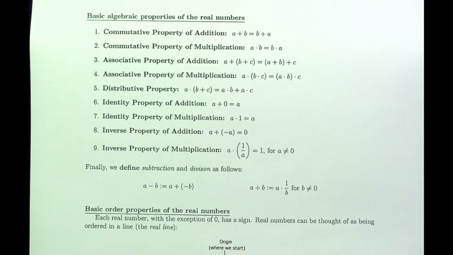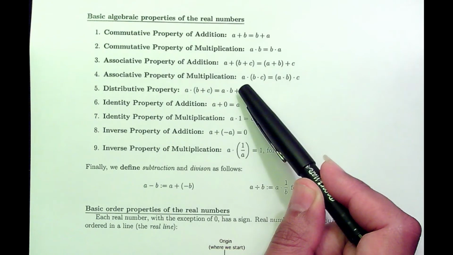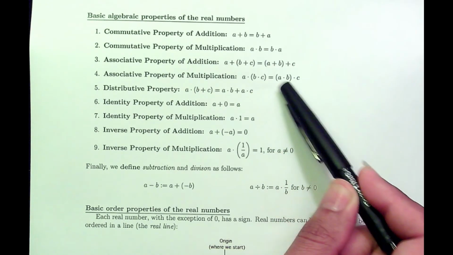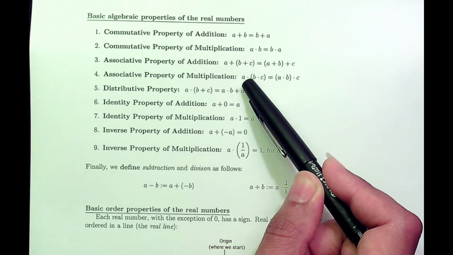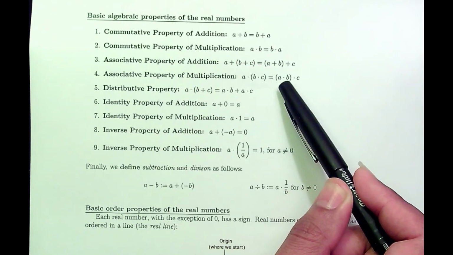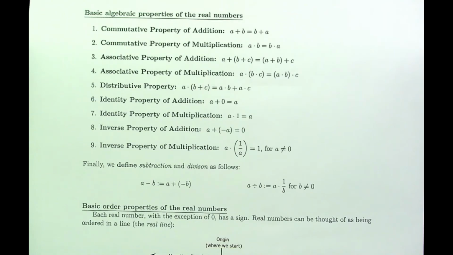Same thing for multiplication. If everything is being multiplied together, you can move parentheses around. You can multiply the last two first and then multiply that by the first one, or you can multiply the first two first and then multiply by the third. That's called the associativity for both addition and multiplication.